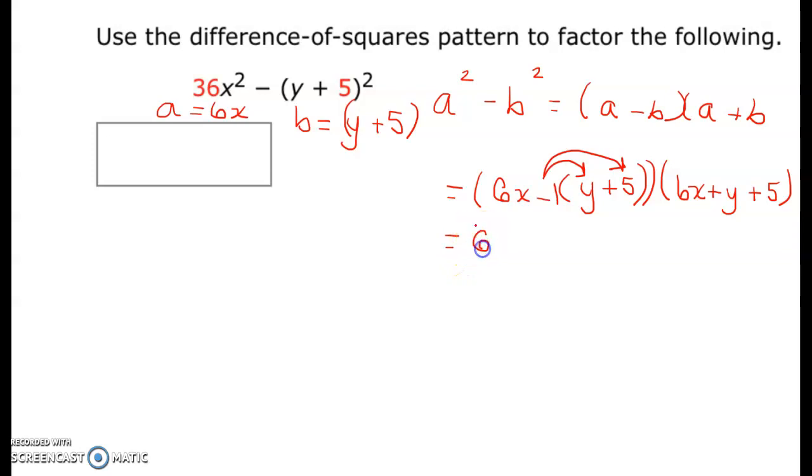So we would have in our first factor 6x minus 1y and 6x minus 5. Our second factor, of course, would just be 6x plus y plus 5. We notice that all of the variables have an exponent of 1, nothing larger, so there's no more factoring that can be done. So that is your final answer.